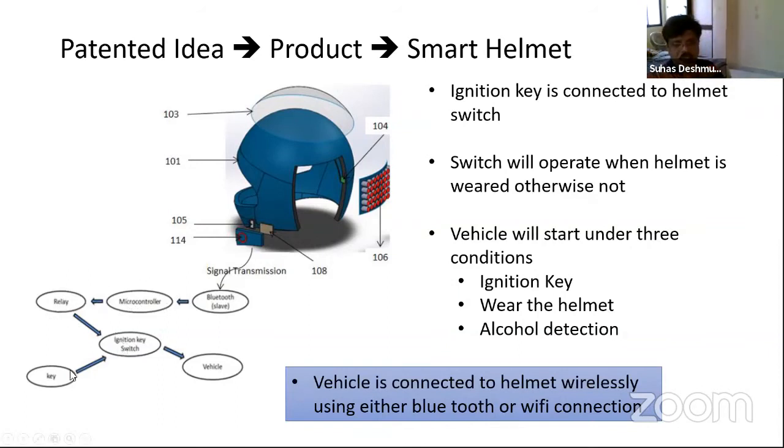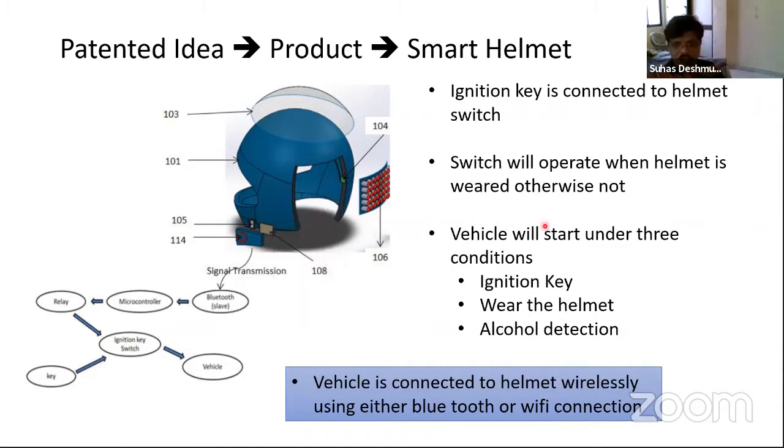This is one condition. Another one, the driver will have a key, and both conditions should be satisfied. The person is having a key as well as a helmet. Both things you take together, and then the ignition switch will start, and then the vehicle will start. That is basically the sequence of operation we can do.